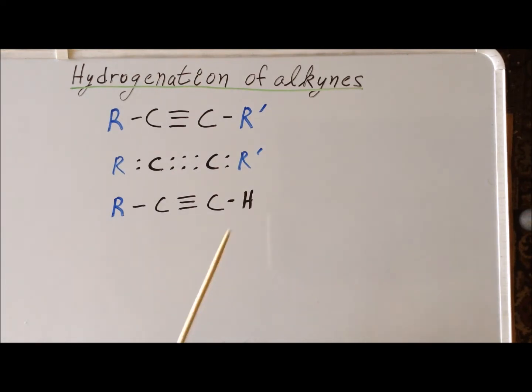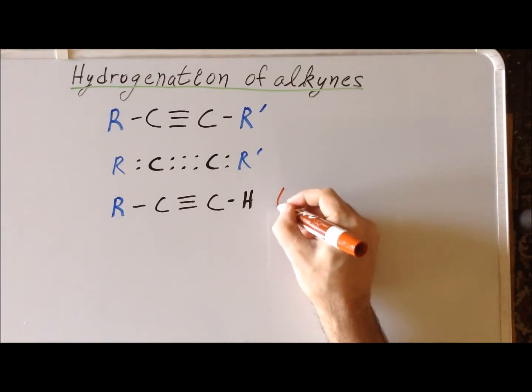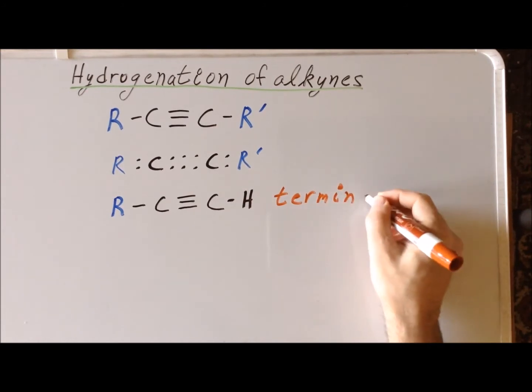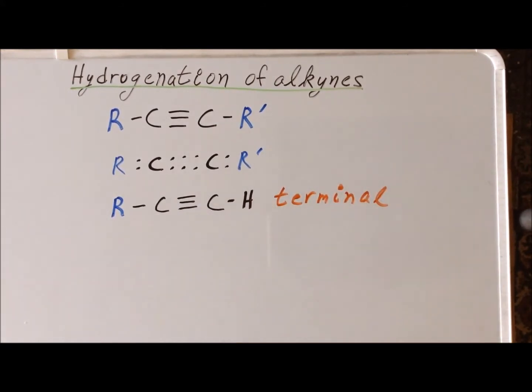If one or both of the R groups on our alkyne is hydrogen, we have a special type of alkyne which we refer to as a terminal alkyne. Terminal meaning the end. So we have the carbon-carbon triple bond at the end of the molecule. We can recognize this type of alkyne experimentally by reaction.